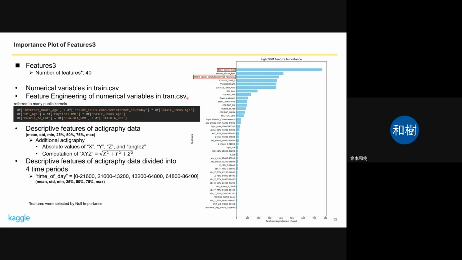Last, this is the importance plot of feature 3. The number of features in feature 3 is 40. Feature 3 consists of numerical variables in train.csv. Feature engineering refers to many public kernels and descriptive features of actigraphy data, and one more descriptive features of actigraphy data divided into 4 time periods based on time of data. It's also age and computer internet hours day are first and third highest importance.